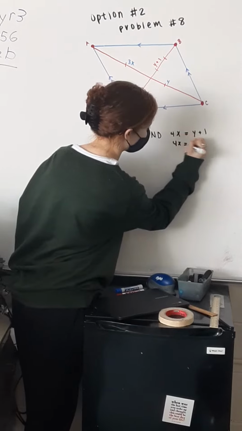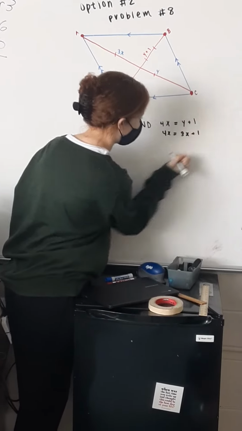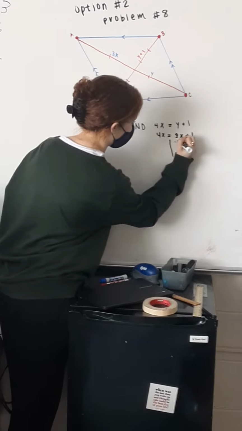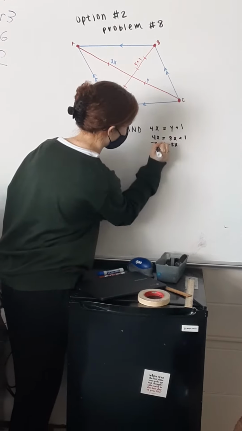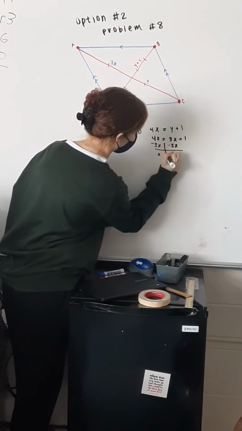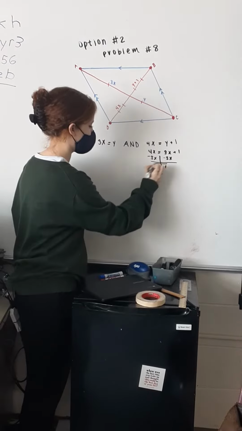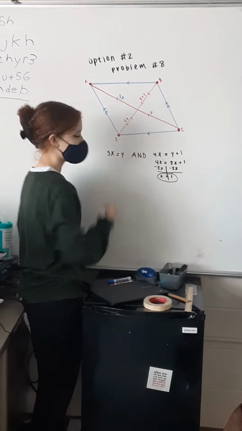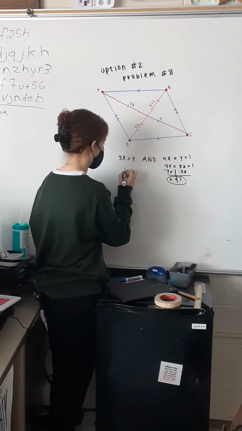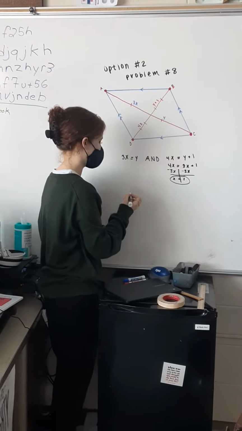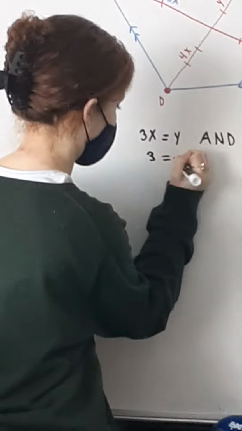So we have 4x equals 3x plus 1, and since I need to get x by itself, I'm going to subtract 3x from both sides. Then I'll have x equals 1. So now I already have the value of x. Now I can put that into this equation and solve for y. So that's not very hard. It's just going to be 3.